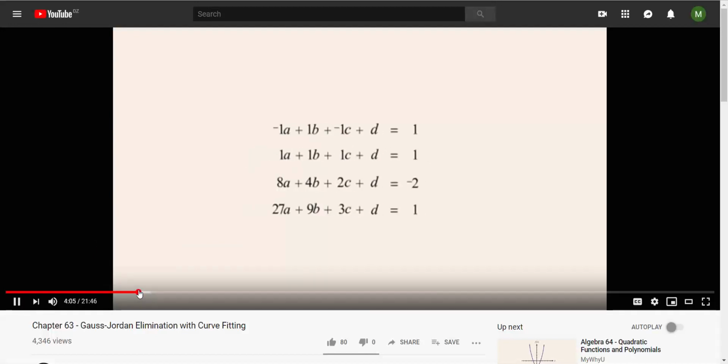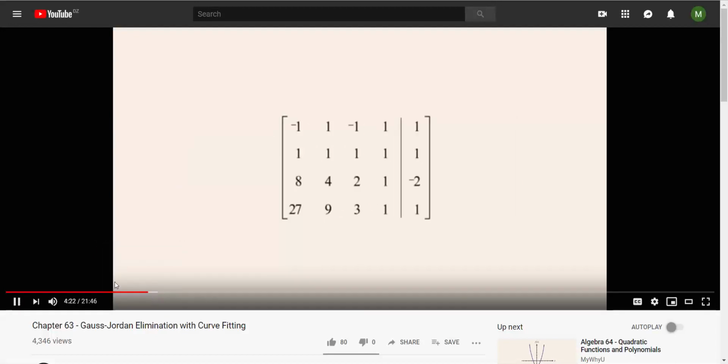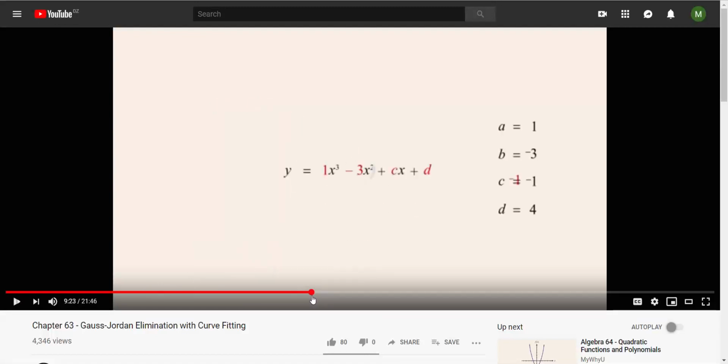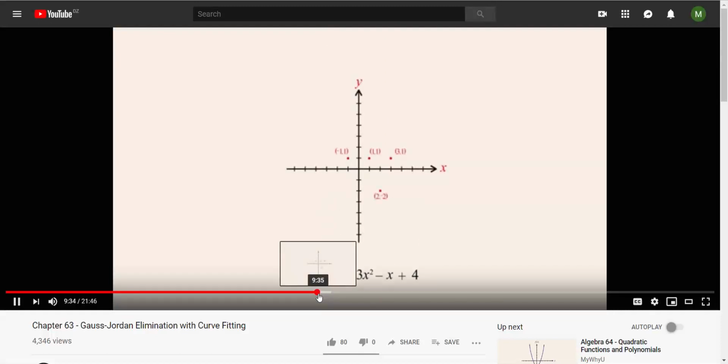Matrix form, changing the first row's leading entry to a positive 1. We will do this using row operations. Knowing these coefficient values, we can now graph the function, either by plugging in various values for x and calculating the corresponding y values, or by using a graphing calculator.